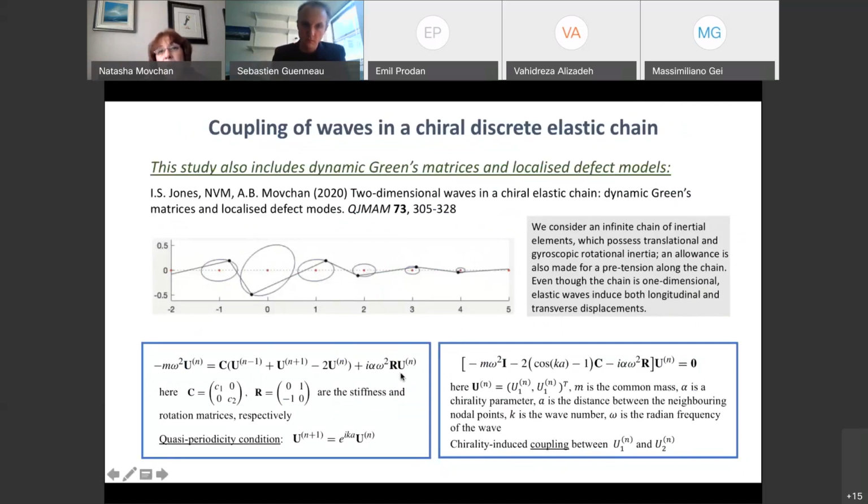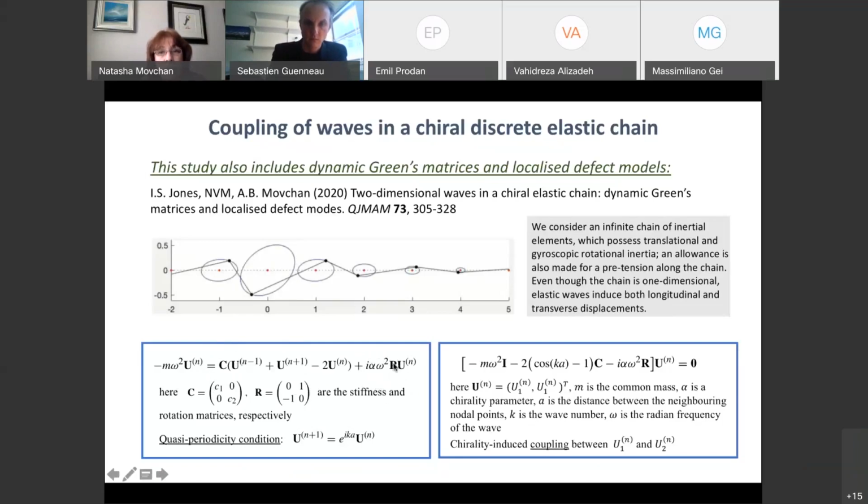And this was a simple example. So imagine we have a discrete chain, just a single chain of forces connected by some links. And we add some gyroscopic spinors. We have not only the stiffness matrix, but also some contribution to the term which is responsible for inertia.